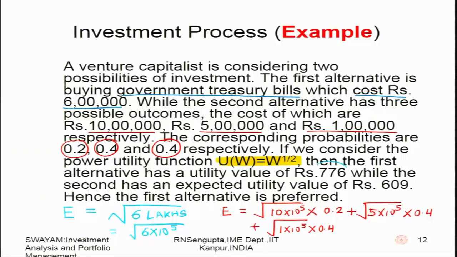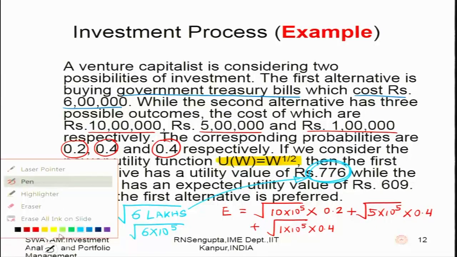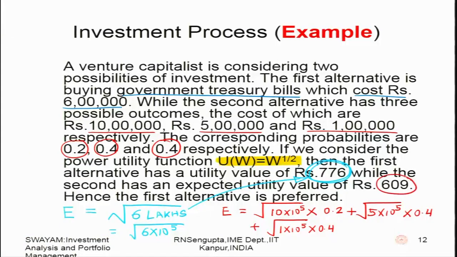So if you see this, for the first alternative the value is 776, which I just mark here. So this is the value which you will get, because probability is 1 here, the only outcome. And for the second case, when I find this expected value, the value comes out to be 609. Hence, the first alternative would be preferred. So if you change the utility function, the answer may change, or if you change the outcome, the answer may change. If you change the probability, the answer may change.